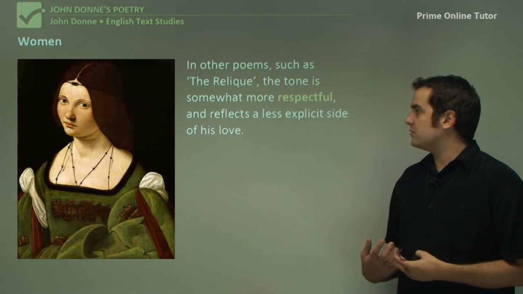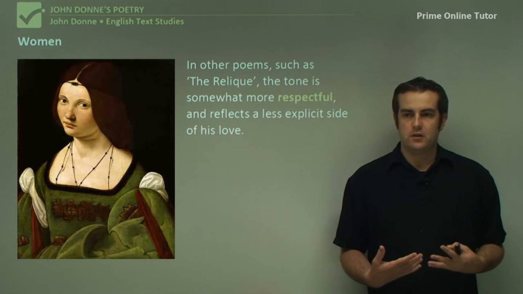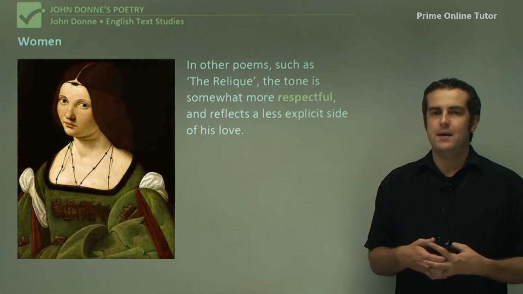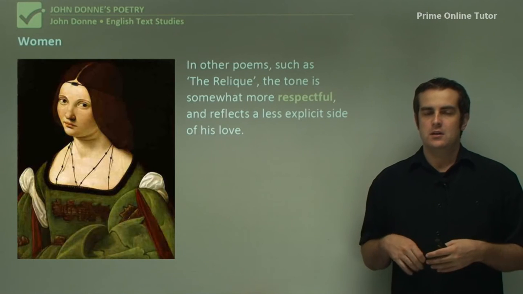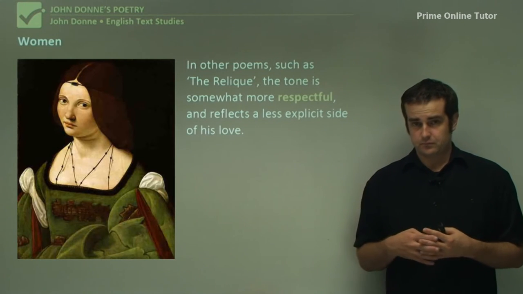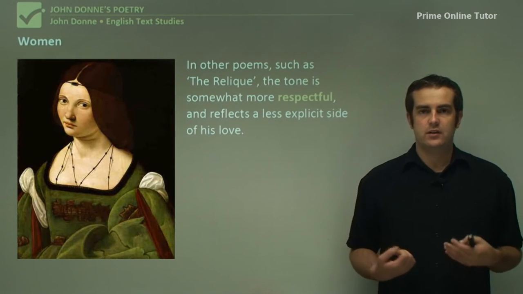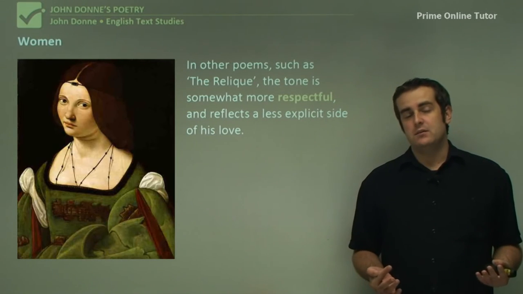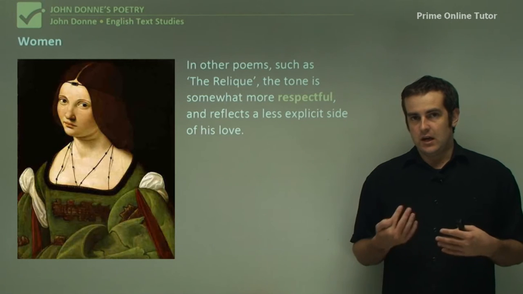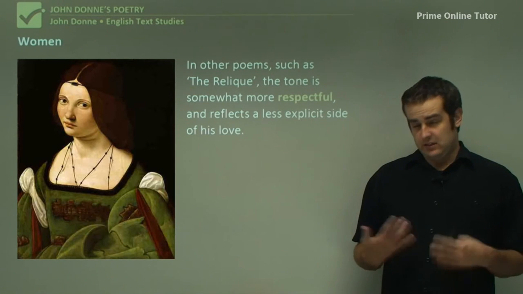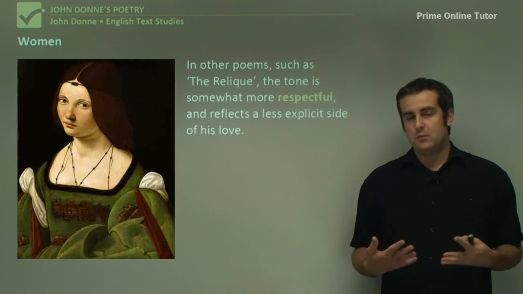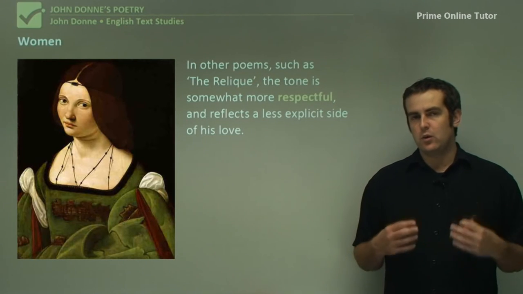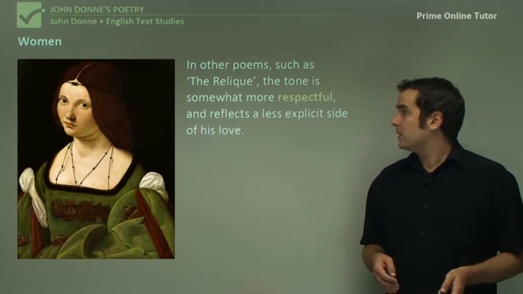In other poems, they do show a little bit more respect, and they are a less explicit side. They are talking about love being forever and an immortal thing. And as I said before, this is an idea you can tie into the religious aspect of Donne's poetry. That he has two great loves of his life. He loves God and he loves the women in his life. And those are the two themes that stand out quite profoundly in his poetry.